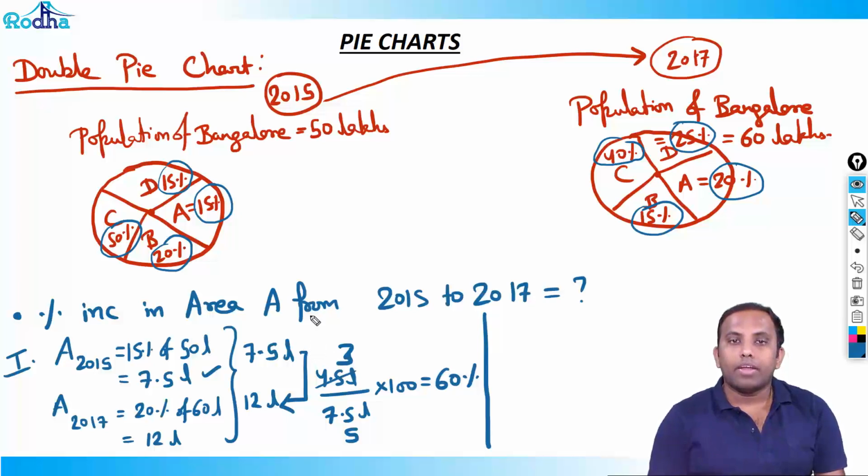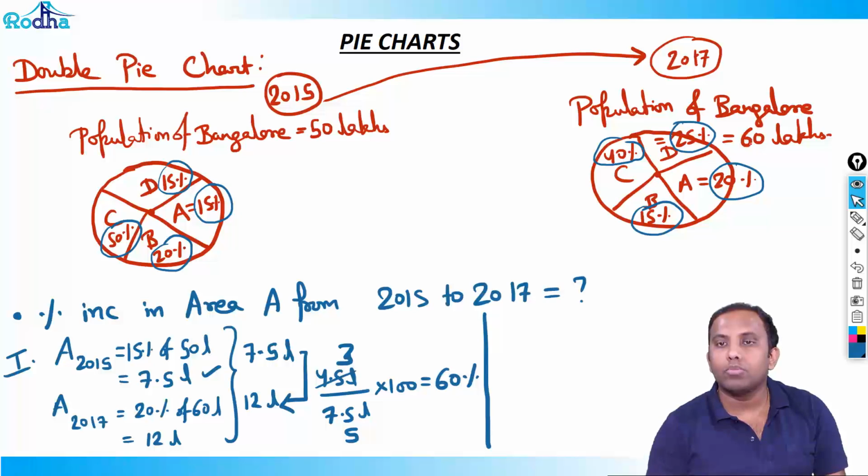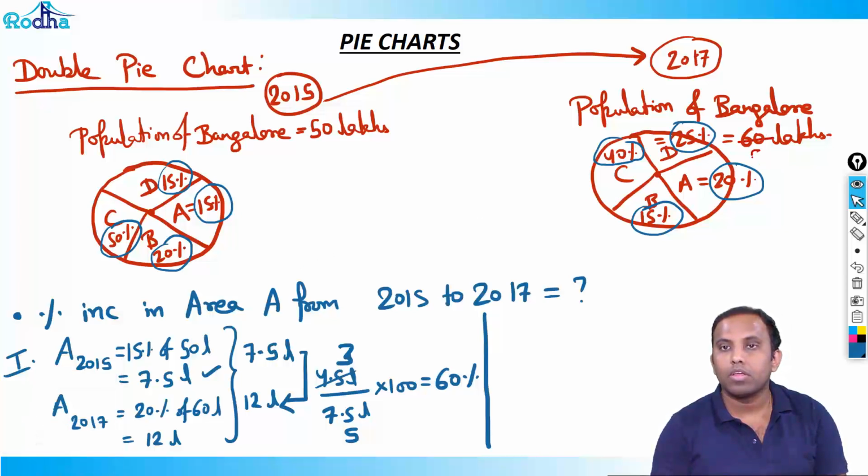Now, understand this funda. We can get this funda if this population is constant. For the time being, suppose I assume this population to be 50 lakhs only. It does not change, it is 50 lakhs only. So what will happen in this case? If it is 50 lakhs, what will happen?